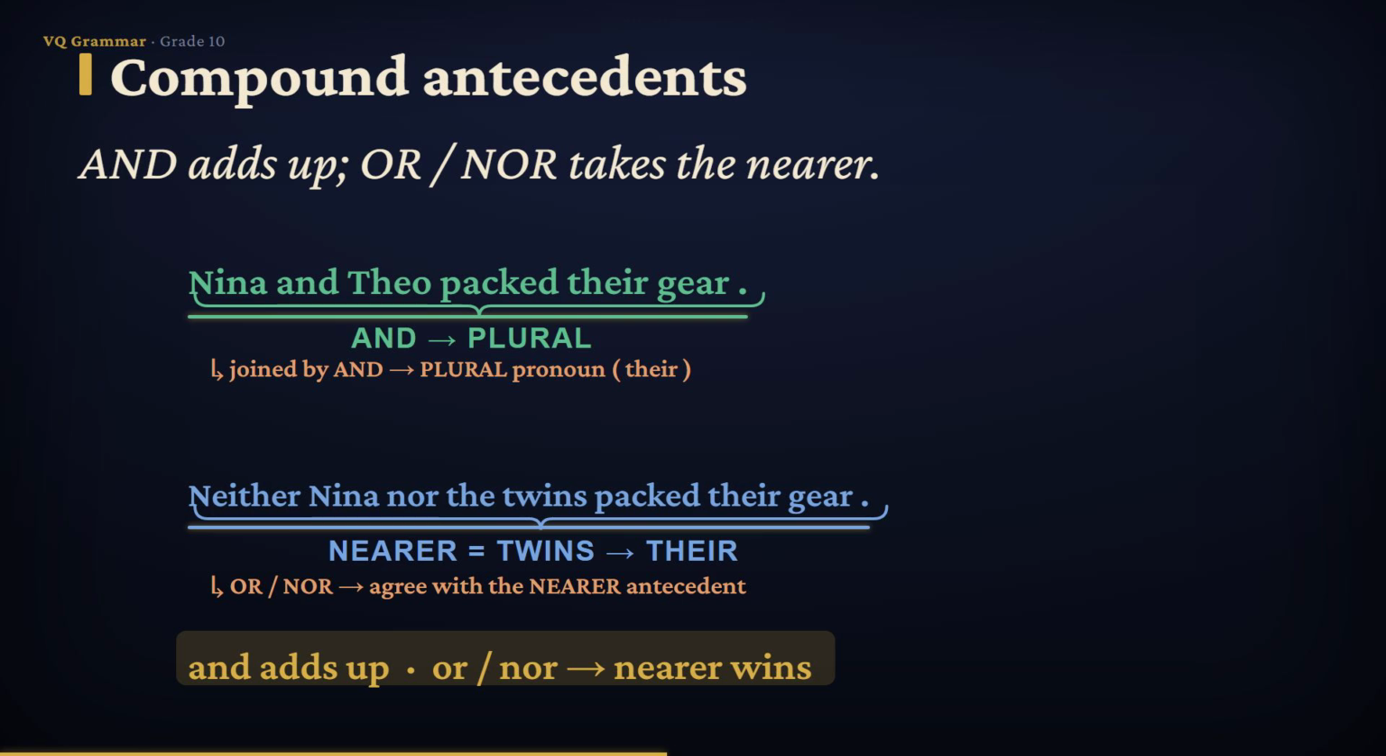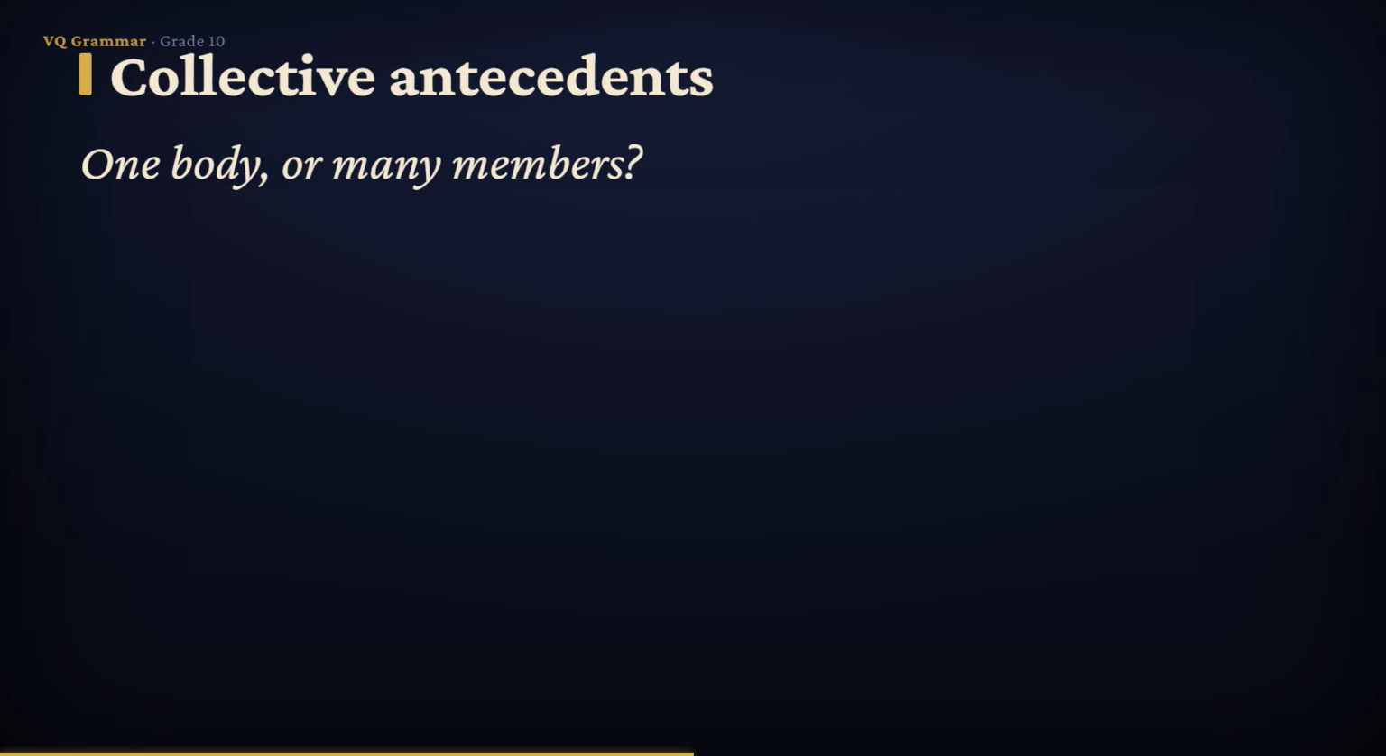Flip the order of those two nouns, and the pronoun flips right along with it. It is the very same rule you learned for verbs, just wearing pronoun clothes. There is one more antecedent worth watching, the collective noun. Remember from lesson 45 that a collective noun, jury, team, committee, names a whole group with a single word, and that it can behave as one body or as many members. The pronoun simply follows whichever way the group is behaving.